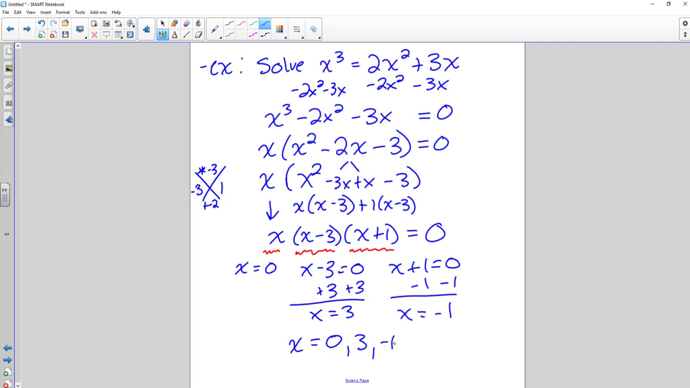And like I said before, generally speaking, when it's a squared equation, we're going to get 2 answers. When it's a cubed equation, generally we're going to get 3 answers. Not all the time, but typically.